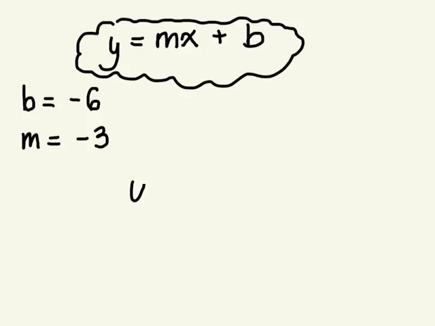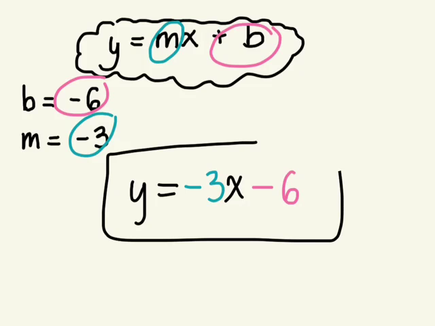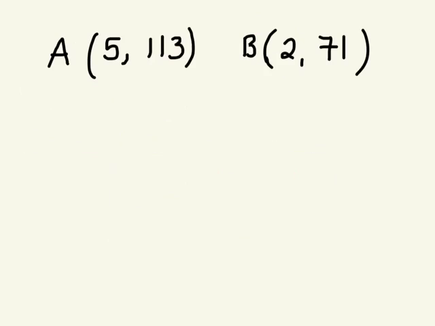Good. So y equals, we're replacing m with the value of it, -3, x, and then we're replacing b with the value of it. So plus a negative is just -6, okay? So it's easy when you're given the slope and the y-intercept, you can just plug it in. We're going to be looking at examples where you might not be given the slope directly.